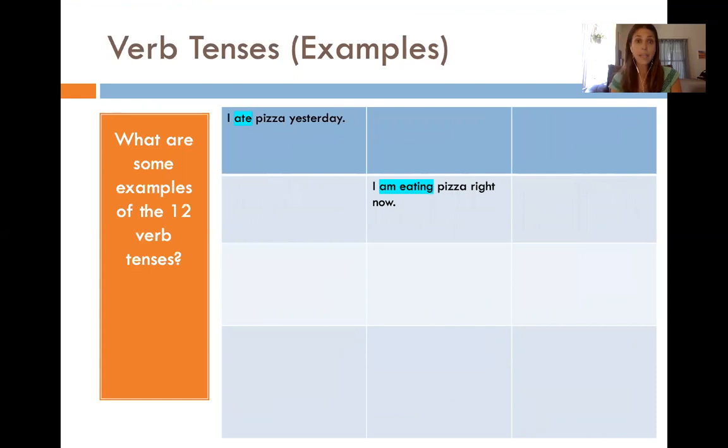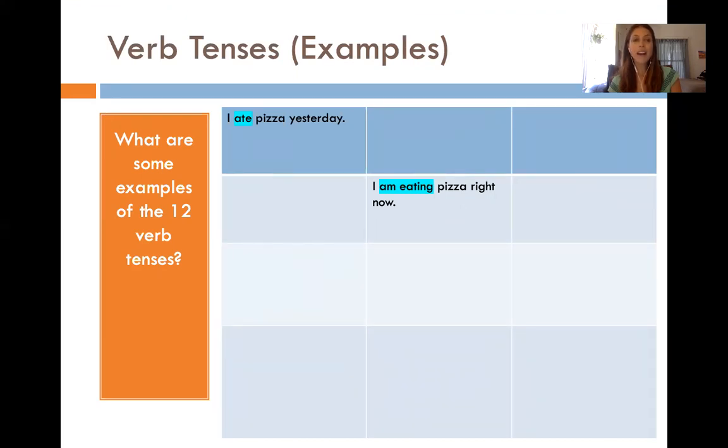So here are some verb tense examples. In your chart, if you have room, if you don't, you can make another chart. But I would like you to come up with an example sentence for each verb tense. Okay, this is going to take a little bit of time. So go through each of them and figure out an example.